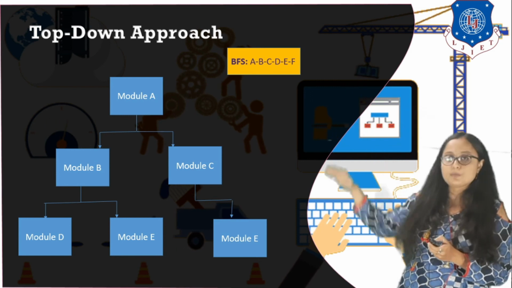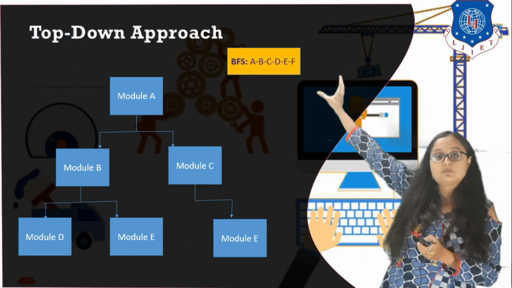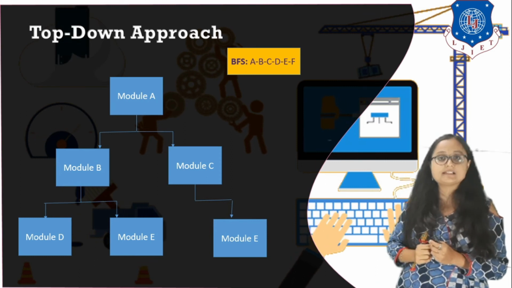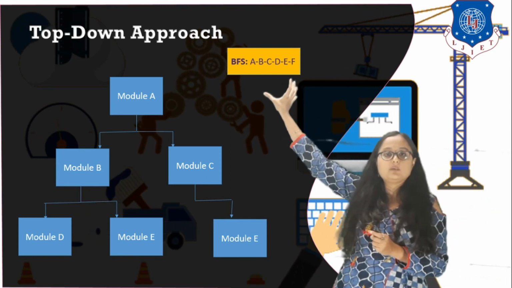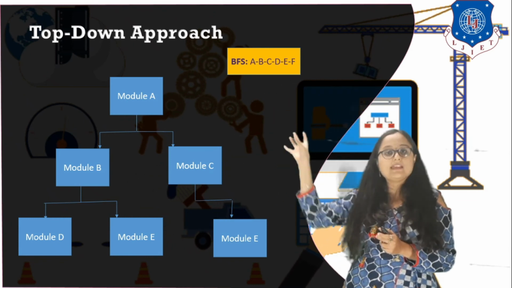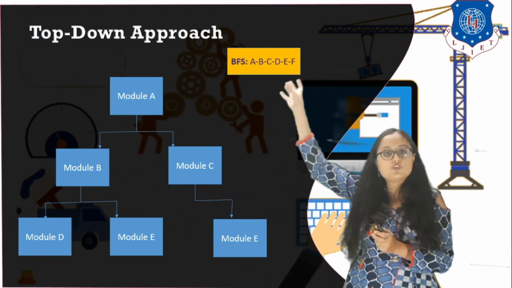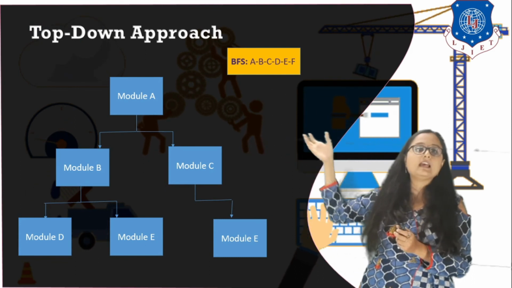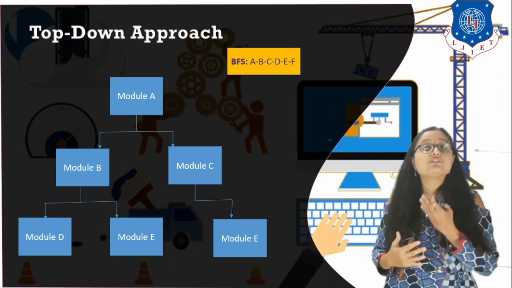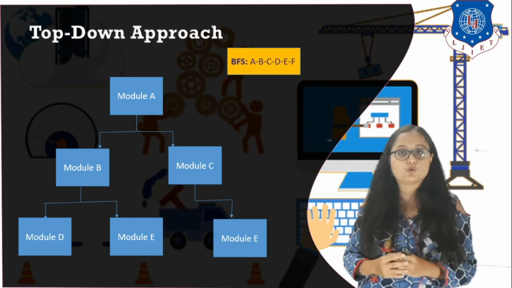So this was the top down approach, and we had followed BFS. Instead of BFS, you can also go for DFS, in which the first module that will be tested for integration is module A with module B and then module D, and then you will go for module A, C and F. So this is how BFS and DFS differ in your top down approach.